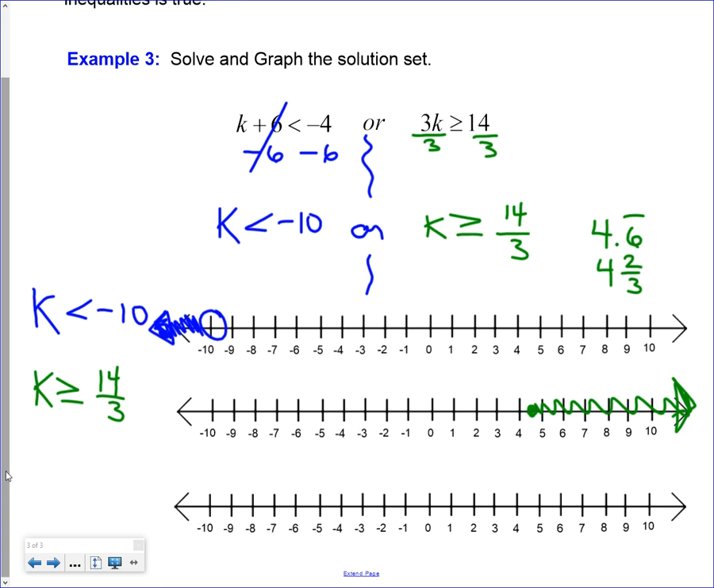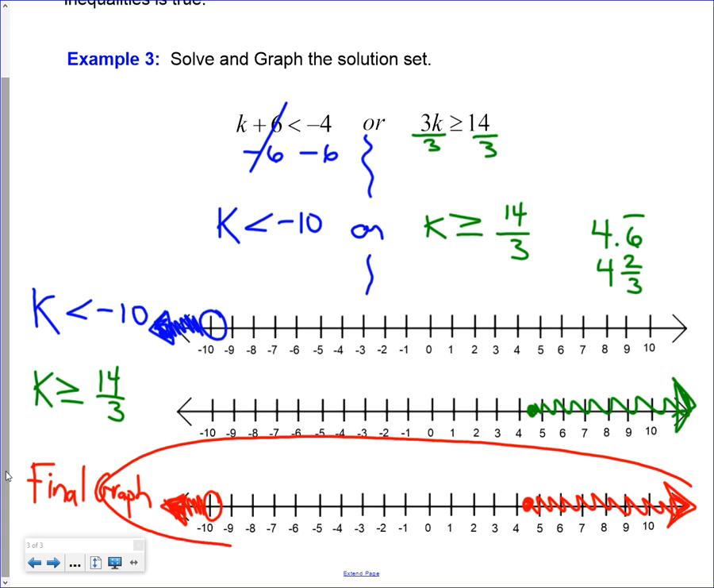So my final graph for the or one would be this. This is my final graph for that compound inequality above. I need the blue one in it. And I also need the green one in it. So this is my final solution, this graph right here.